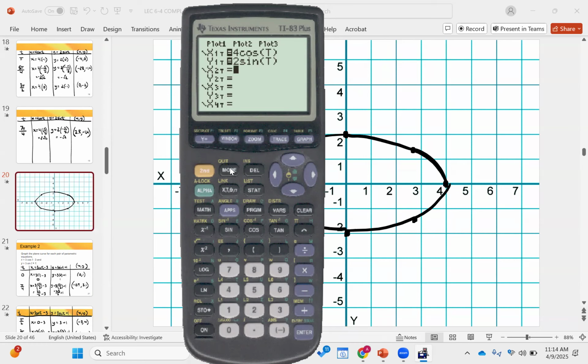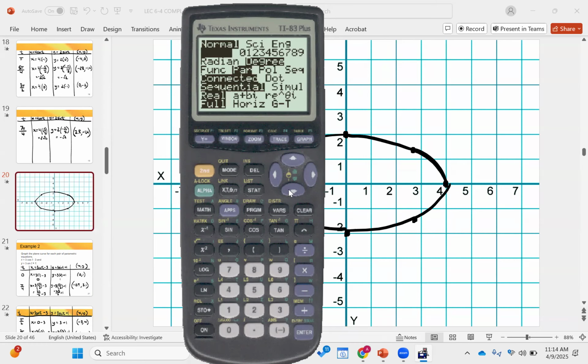Good? So go to mode. I got to go back to radians right here. And again, your mode has to match your t values, right? That's all. Your mode has to match your t values or else you're going to be off.